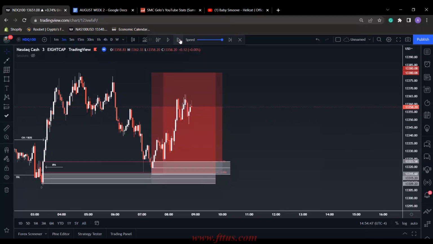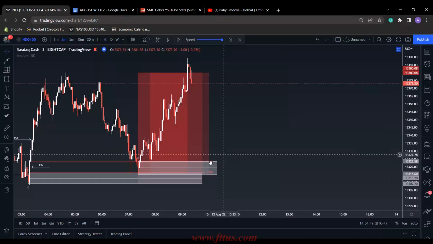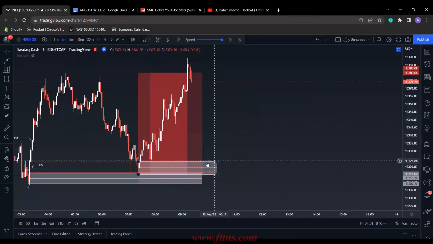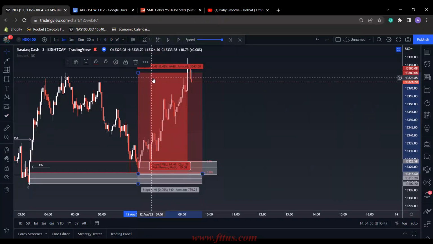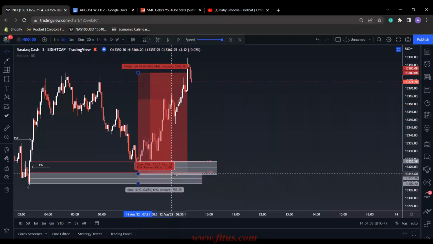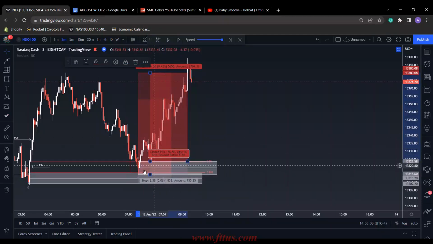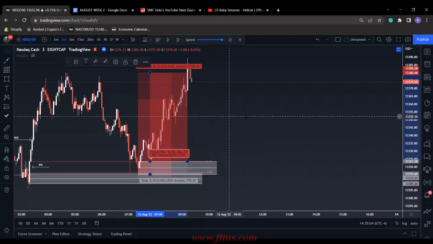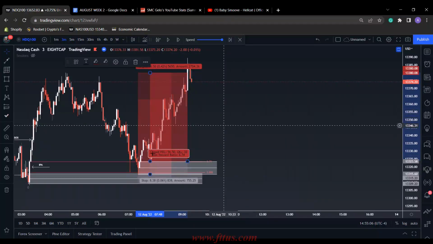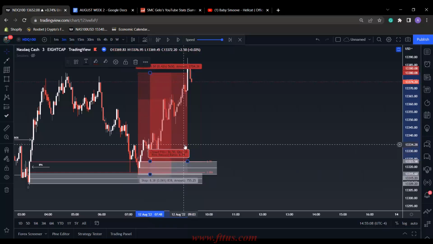Wait for price to do what it's got to do. Boom, TP got hit. So we had a 10R and we had a, what is this? A 6.7R. So we had almost a 17R within just a couple minutes. You know, from this trade to here, this was about 2 hours.